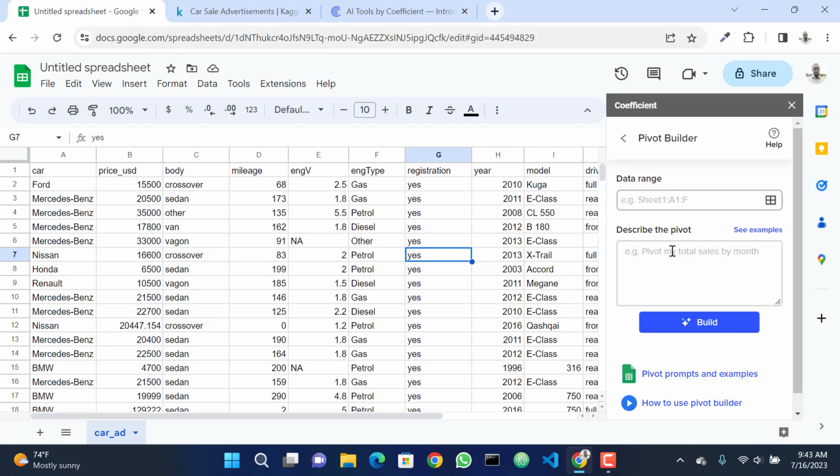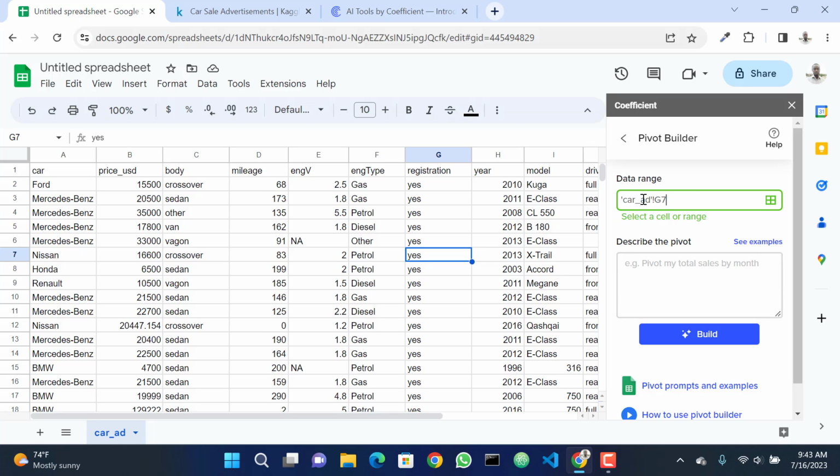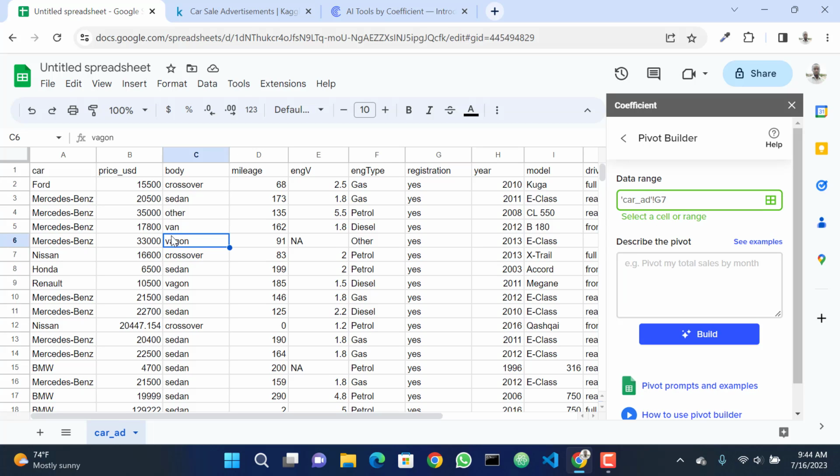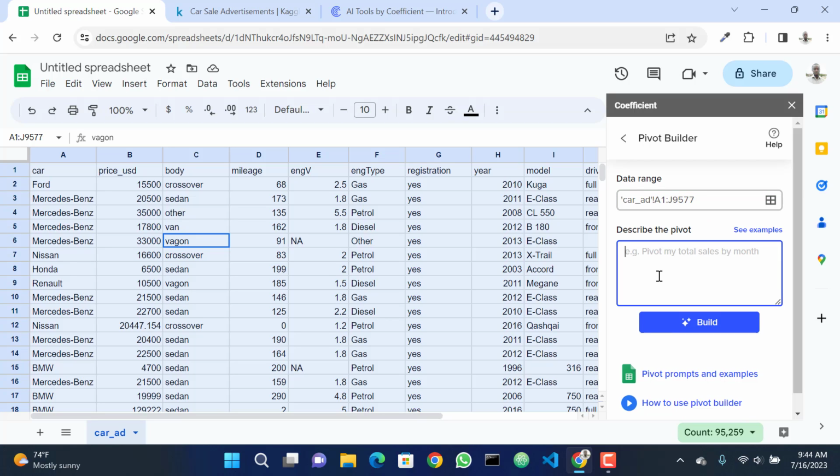So for a start, we'll be asking questions. To use it, here we put the range of the data we are looking at analyzing, and then we describe the actual calculation of the pivot table we are looking at. Here we're looking at generating a pivot table. In the next session we'll be looking at charts. So I just highlight all, so it selects the whole range.